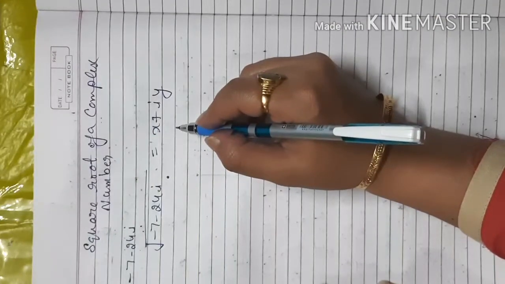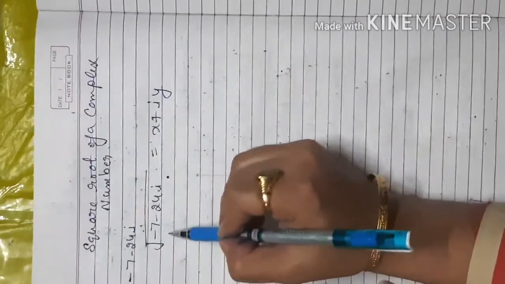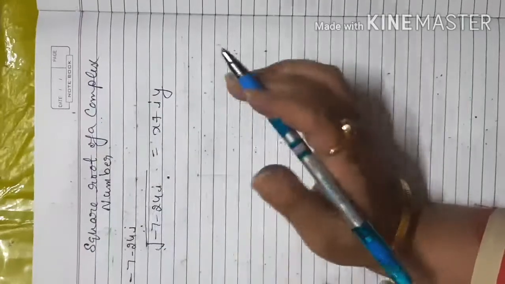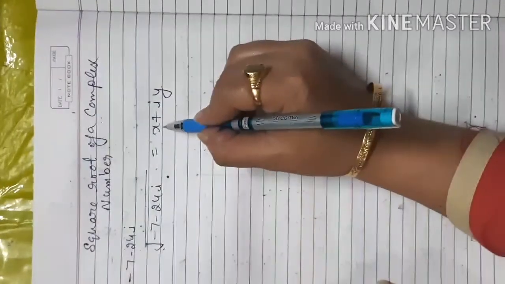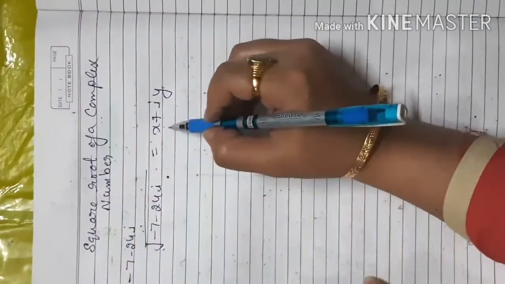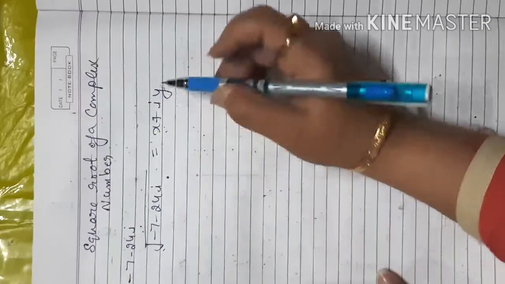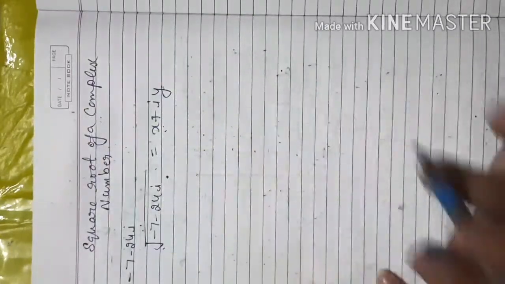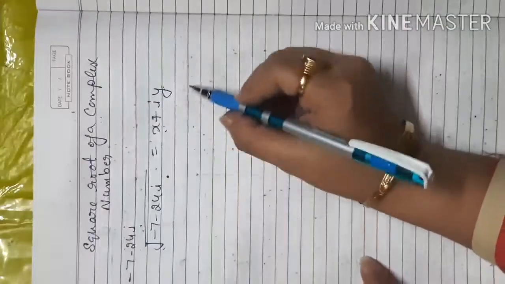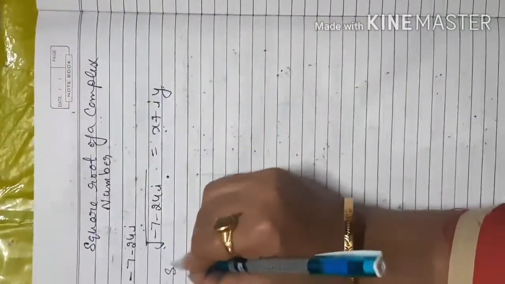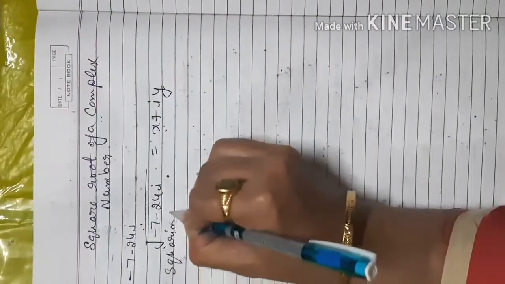After this step, next is to try to remove this square root, because we have to find the values of x and y. Whatever values we find for x and y, this will be the actual square root of this complex number. To find the values of x and y, first we will square both sides.